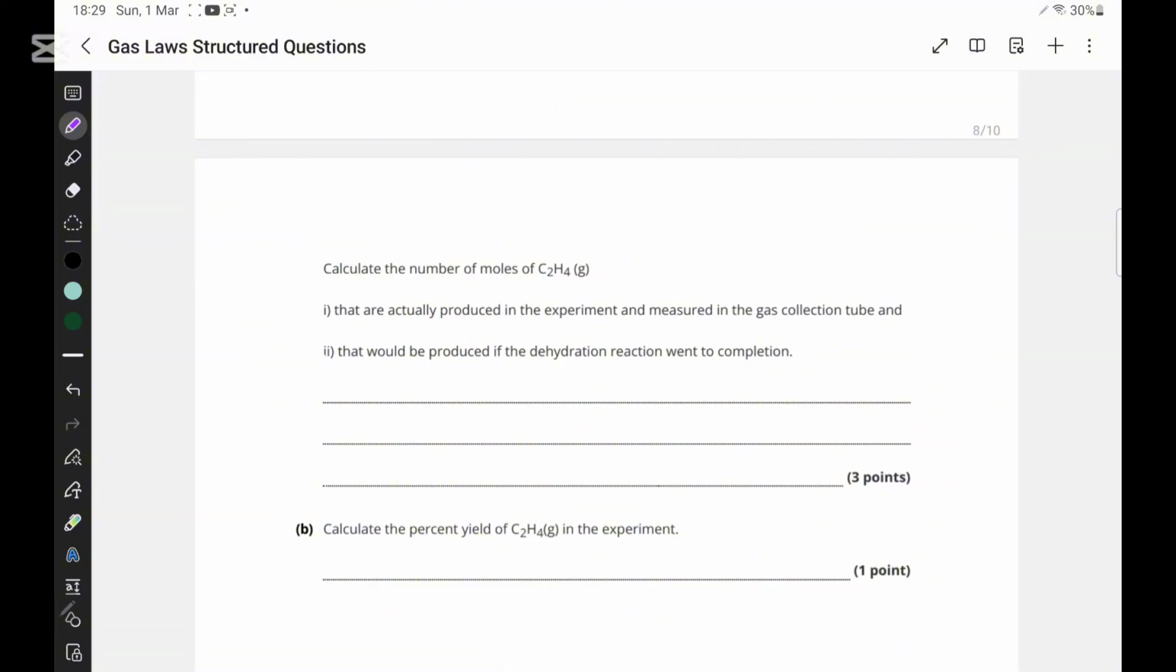For the next part, calculate the number of moles of C2H4 that would be produced if the dehydration reaction went to completion. For that purpose we are given the mass of C2H5OH, that is 0.2 grams, and we first need to find the moles of C2H5OH, that is mass divided by molar mass, which is 46.1, and that comes out to be 0.00434 moles.